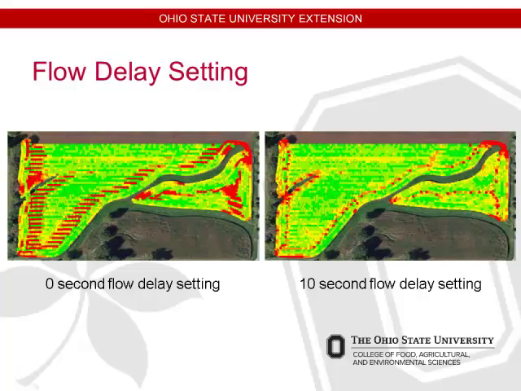This is what your yield map would look like if your flow delay setting was 0. And you'd be scratching your head thinking, well, I am pretty darn sure that I planted corn at the end of that field. So in this next map, it's a 10-second flow delay, which is with the yield monitors that I've worked with. That's the default setting. So it automatically puts it back to 10 for you. And this map looks a little bit better.